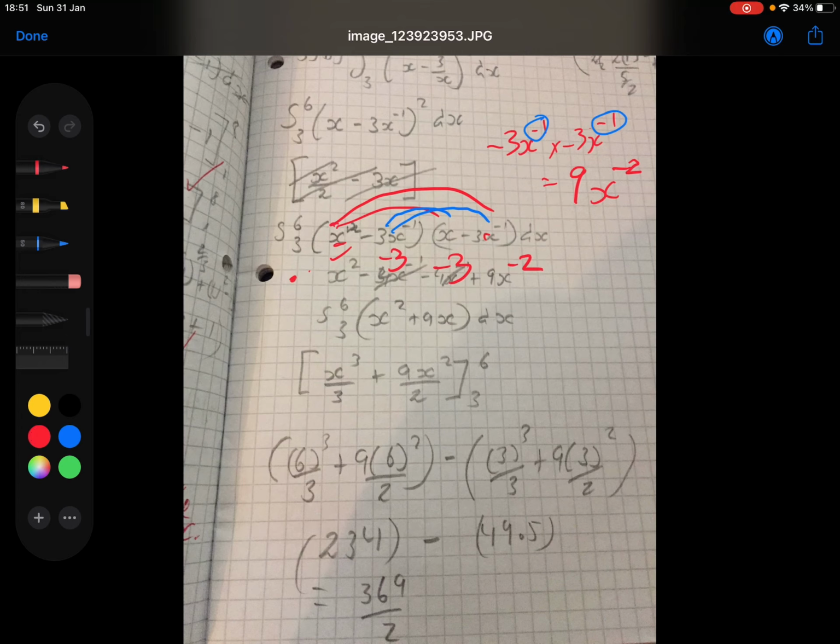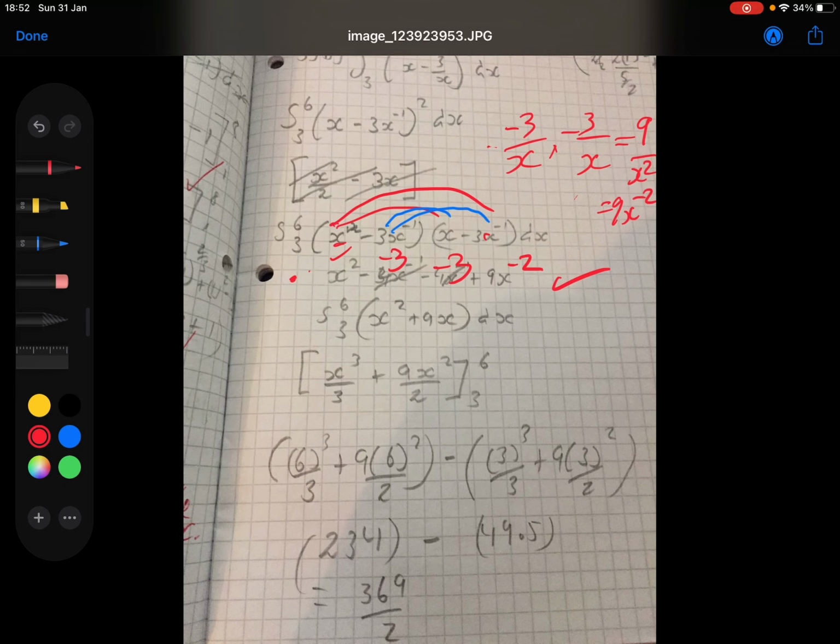Or alternatively, remember that it's like saying minus 3 over x times minus 3 over x, which gives plus 9 over x squared, which is obviously the same thing as 9x to the minus 2. Anyway, so that's how the bracket should have been expanded.